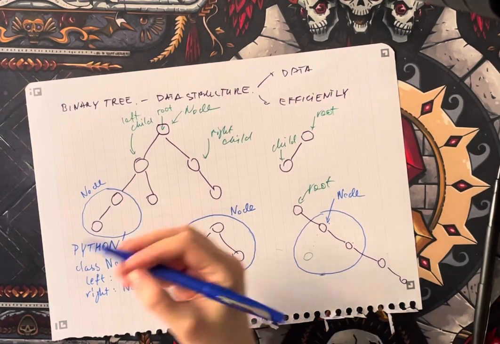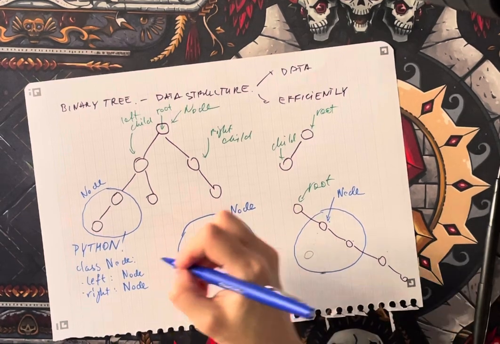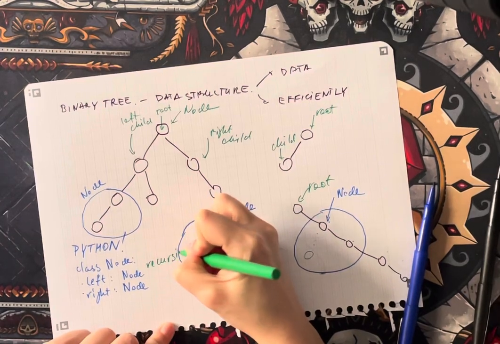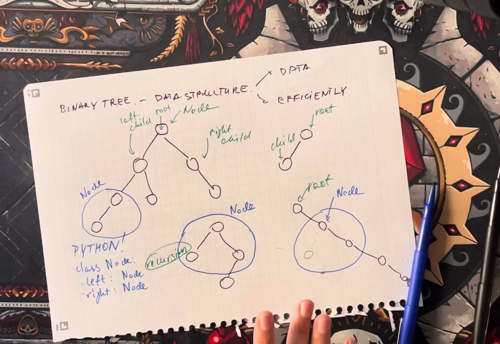So left and right, these two are nodes. This is also a node. This should not bother you, right? This is like classic recursion. And what I want you to understand is that this is totally normal. Yes, we have a class Node, and we have two fields, left and right, which are also nodes.